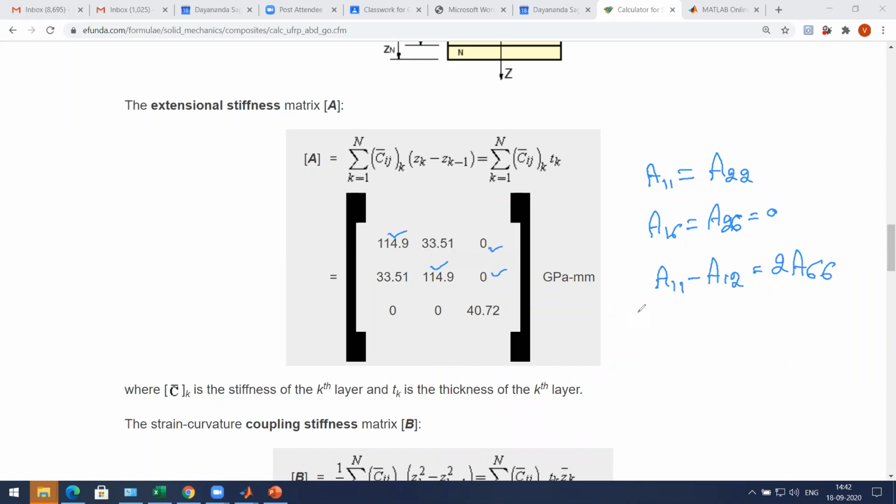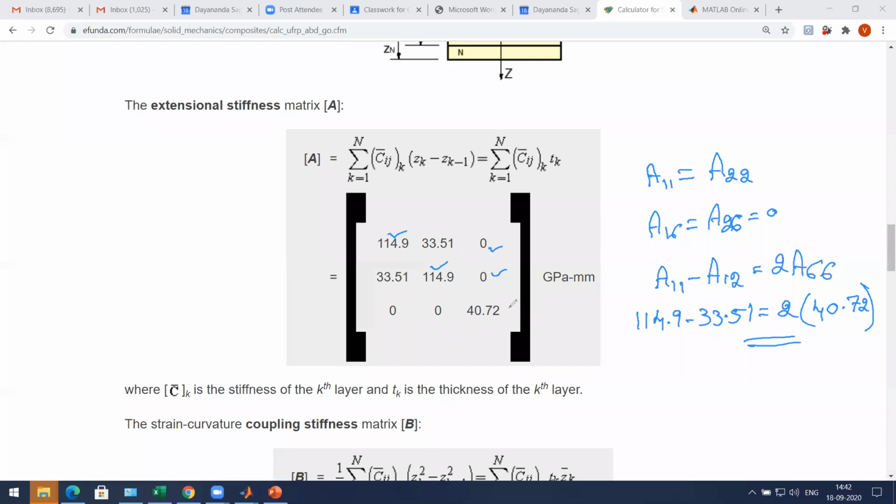114.9 minus 33.51 is equal to 81.39. 2 times 40.72. Correct? It's almost meeting the condition. You said 80 something, right? So that's 40 into 2. So can we call this a quasi-isotropic laminate?